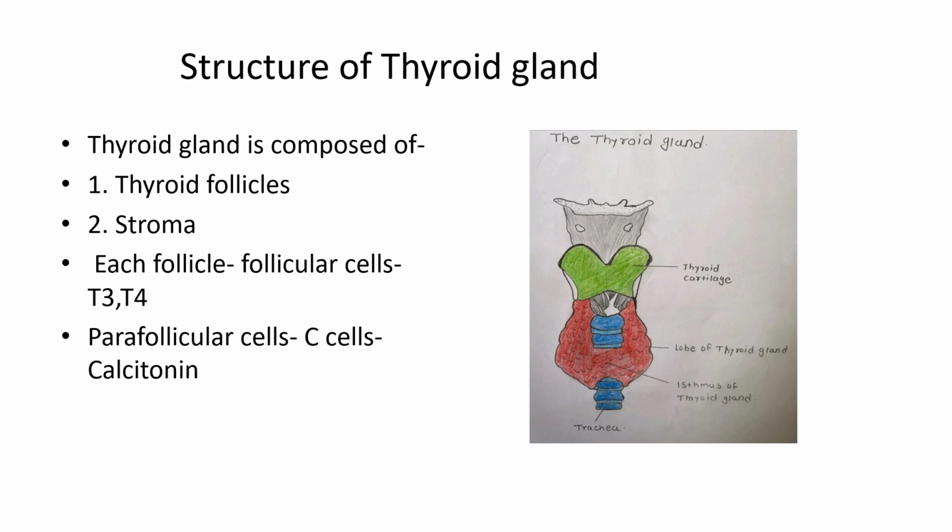Thyroid follicles consist of follicular cells which secrete T3 and T4. In between the cells are the parafollicular cells, also called C cells, and they secrete calcitonin.